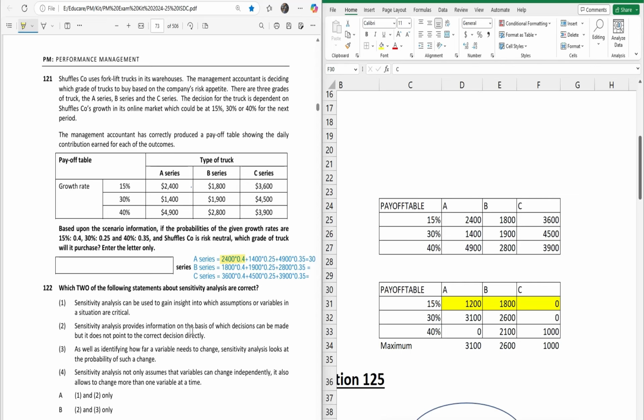Now, the second one: sensitivity analysis provides information on the basis of which decisions can be made, but it does not point to the correct decision directly. Again, it's true. This kind of technique will help you to understand the risks, but it does not tell you what to do, right? So again, it's up to the manager to decide by themselves what to do. So again, this is correct.